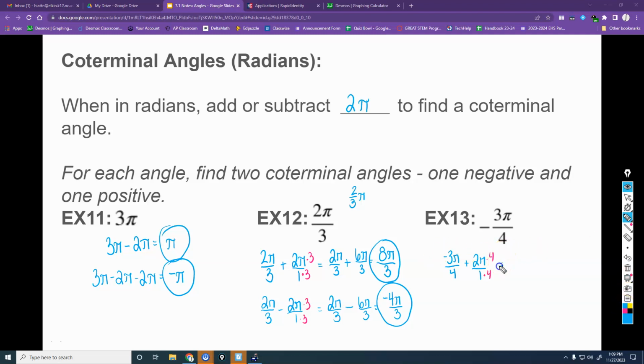So it's always going to be whatever that denominator is. That would give me negative 3 pi over 4, and then I'm adding 8 pi over 4. To add my fractions, I just add the top. So negative 3 pi plus 8 pi is going to give me 5 pi. And the bottom, keep your denominator the same. So I got 5 pi over 4.